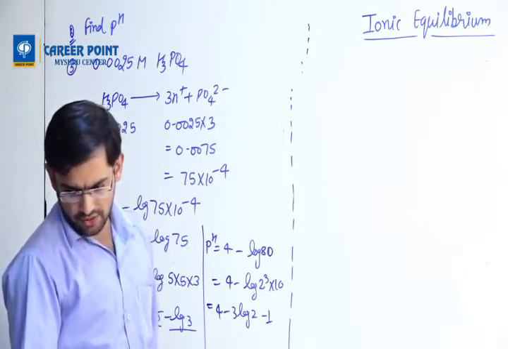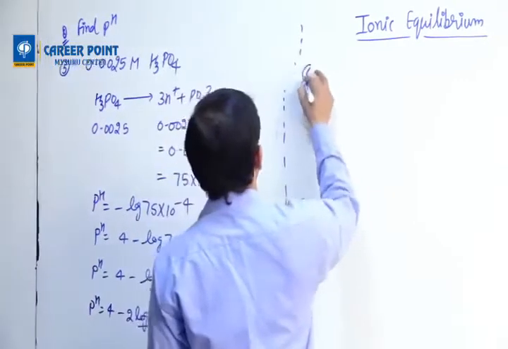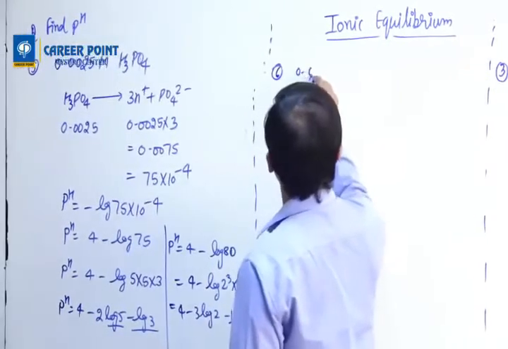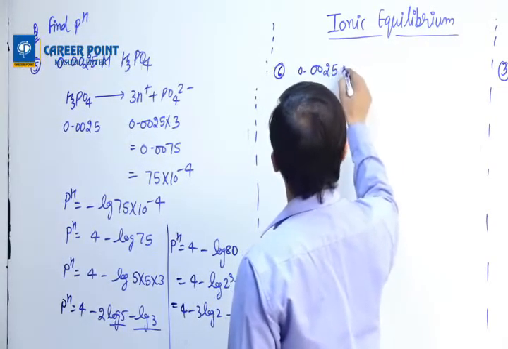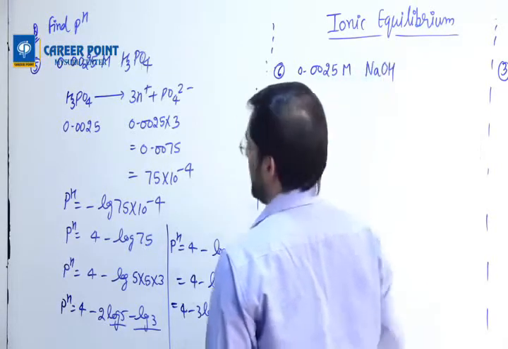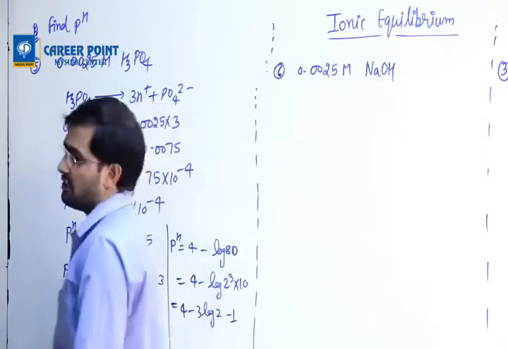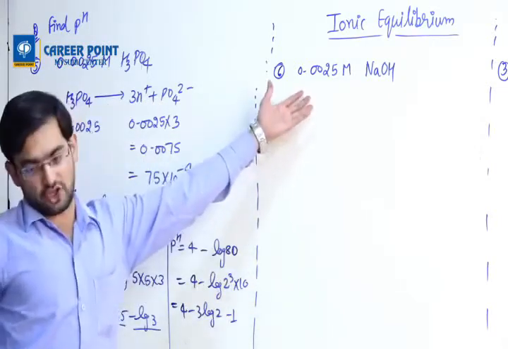Okay, so now we'll solve a little bit more. Now we'll solve a different type of problems. This is question number 6. Now I'm going to solve 0.0025 molar NaOH. Try to solve this. Find pH. This question.